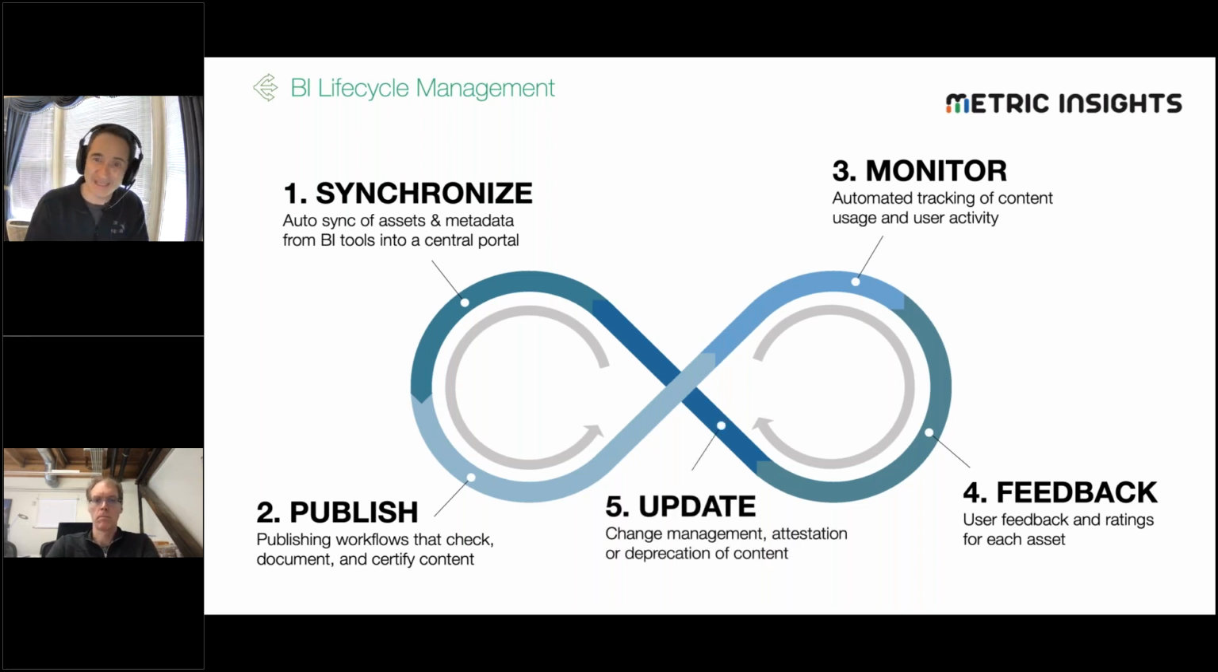And then based on usage and based on feedback, you need a mechanism by which you can update content and keep it fresh. That involves change management, deprecating things that need to be removed, obviously changing things that need to be changed, adding change logs and documentation when things are changed, and then having an attestation process by which we know that content, especially really critical content, continues to be in a certified status, right?